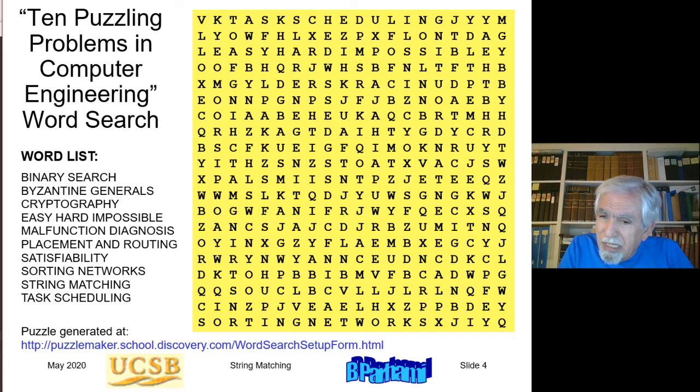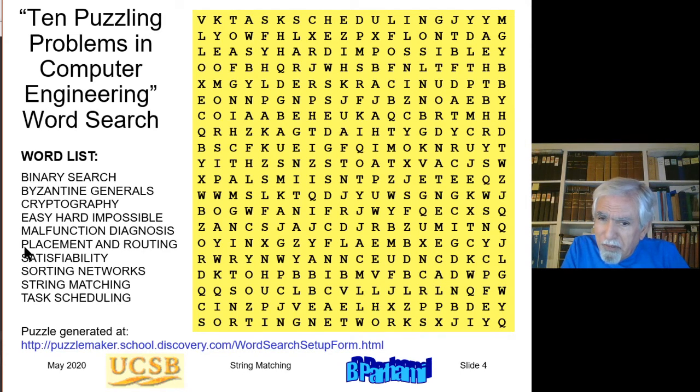So what I did in this case, I entered the titles of the 10 lectures in this course: binary search, Byzantine generals, without any spacing, cryptography, easy, hard, impossible, and asked the puzzle maker at that site to make me a puzzle that has all of these in it. Okay, well, the longer the clue, like placement and routing, usually the easier it is to find it.